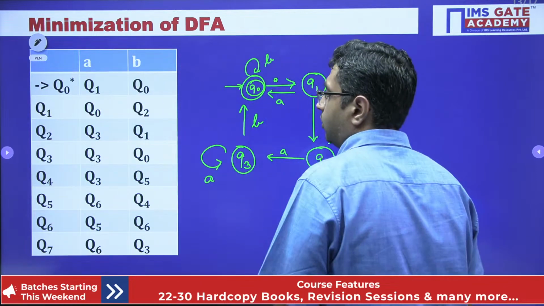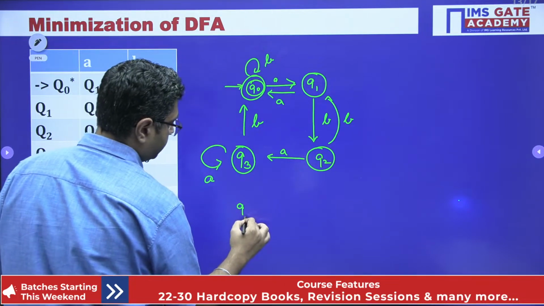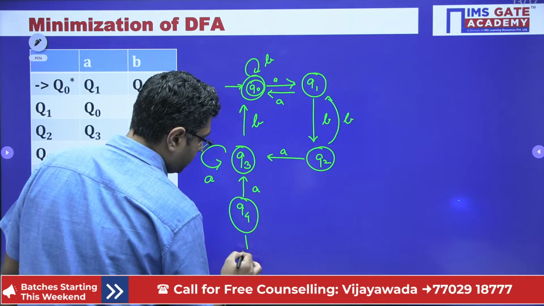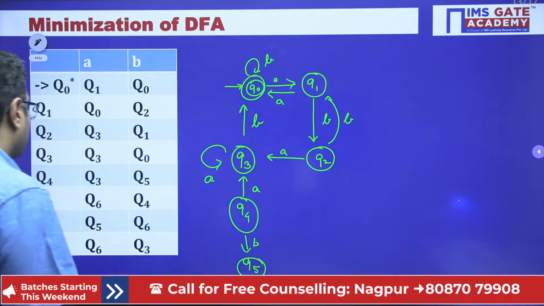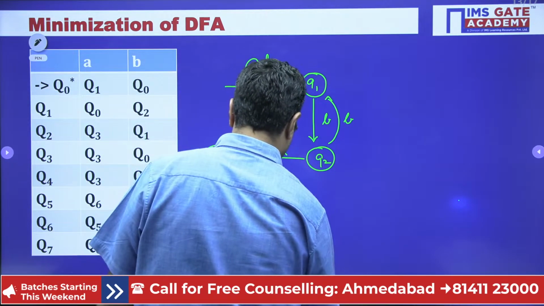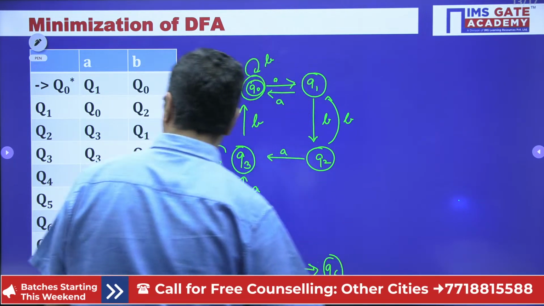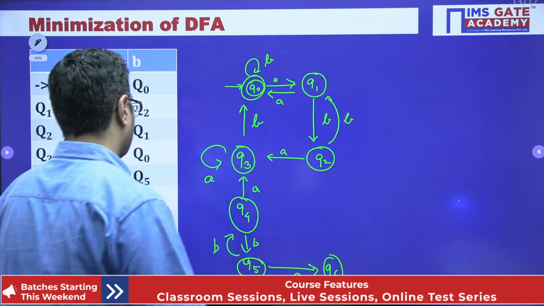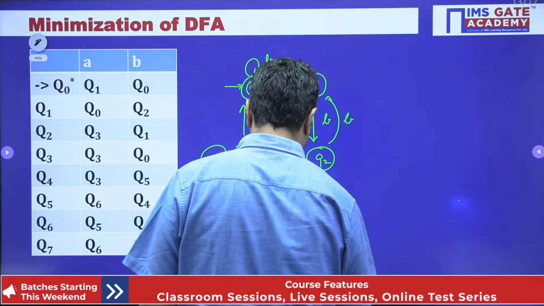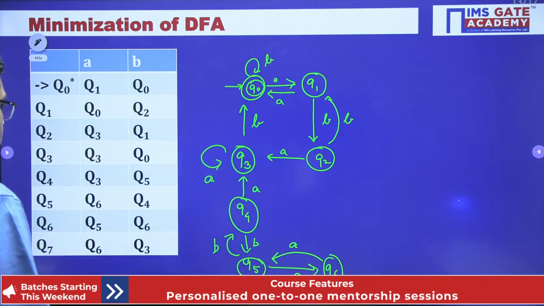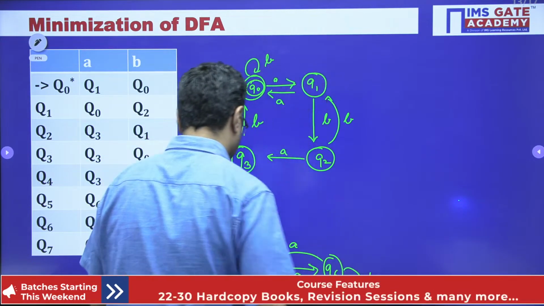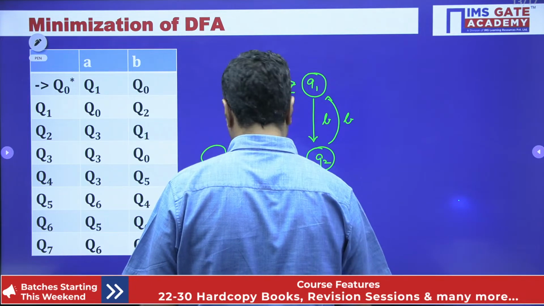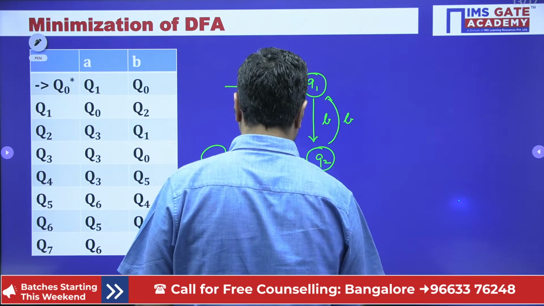Now Q4 on A goes to Q3, and on B goes to Q5. Now Q5 on A goes to Q6. On B it goes to Q4. Now Q6 on A goes to Q5. Q6 on B goes to Q6. Q7 on A goes to Q6, and on B it goes to Q3.